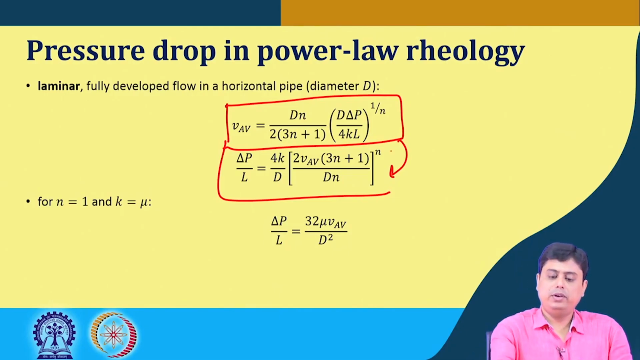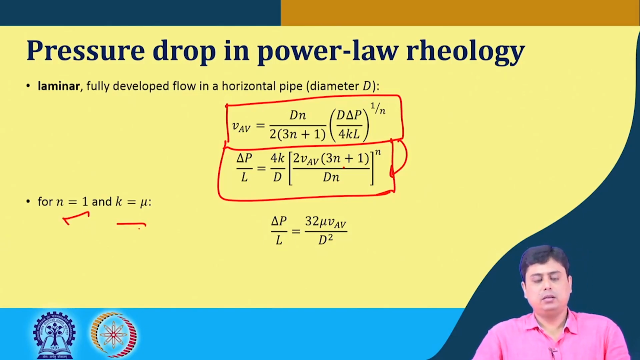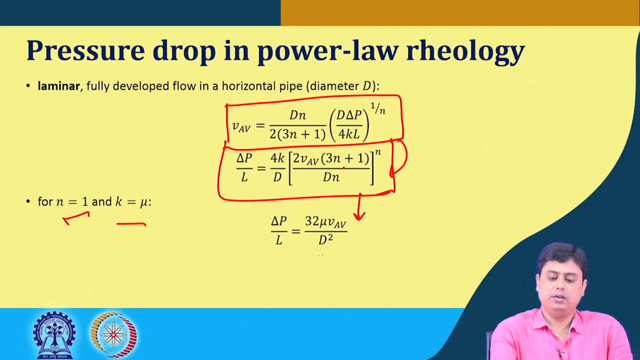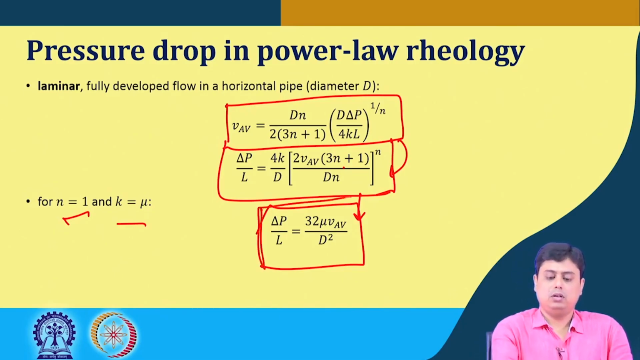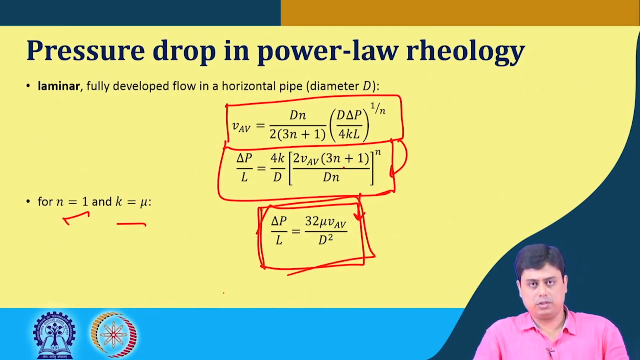Now, interestingly, if we look at this expression, we see that for n equal to 1, K becomes mu, and in that case this expression reduces to the Hagen-Poiseuille equation, which it should, because if n is 1, it becomes a Newtonian fluid, and we know for the laminar fully developed flow of a Newtonian liquid in a horizontal pipe, the pressure drop is related by this famous expression.